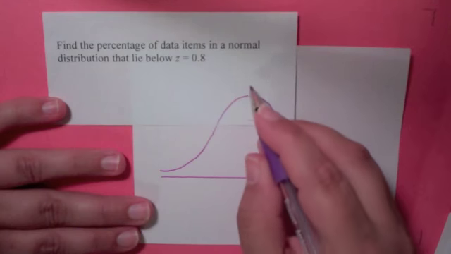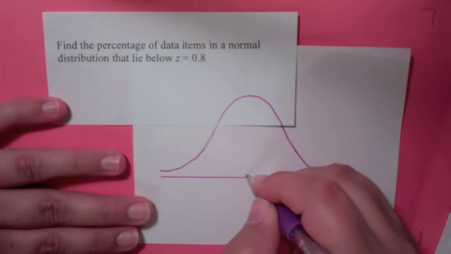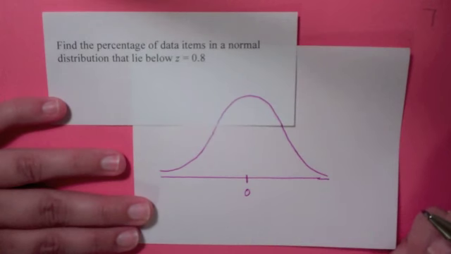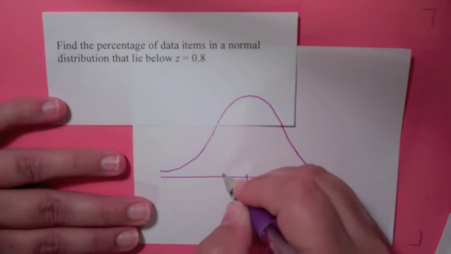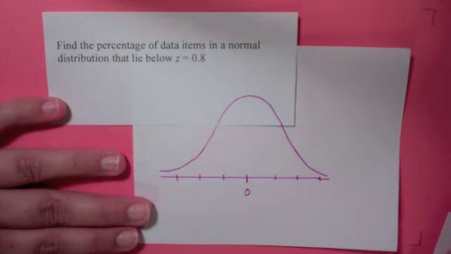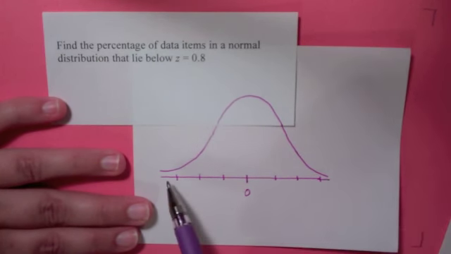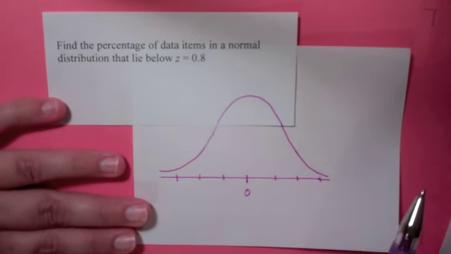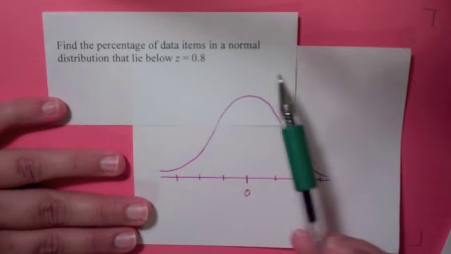Okay, and we know that in a normal curve, that's standardized, because we're talking about z-scores. The middle is 0, and then we have 3 standard deviations out to each side. Okay, and remember that a normal curve is symmetric, and 100% of the data is below the entire normal curve. Okay, so first thing I need to find is z equals 0.8.